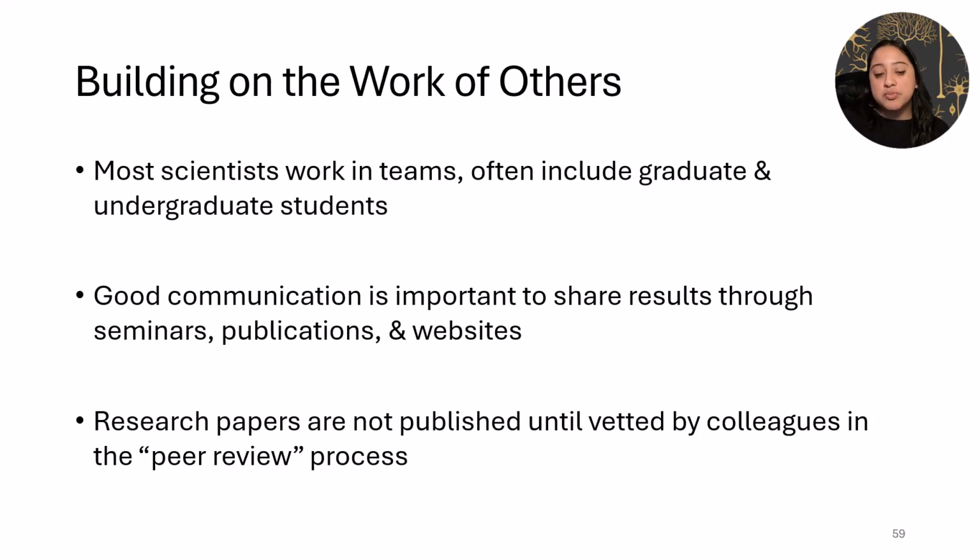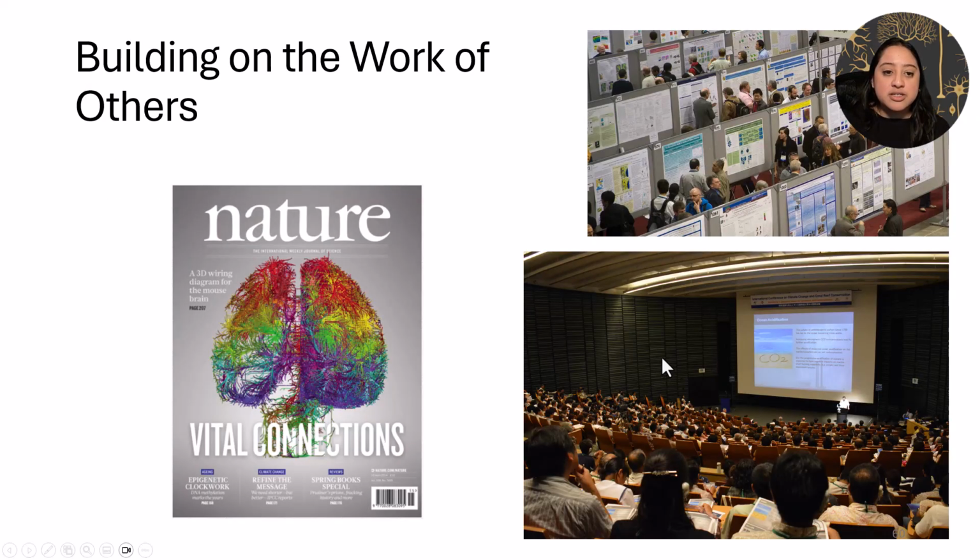And so you can publish data like that through scientific journals, and that's one way. So here's an example of a scientific journal called Nature. That's a huge one. And so different research groups will try to publish their research in here.